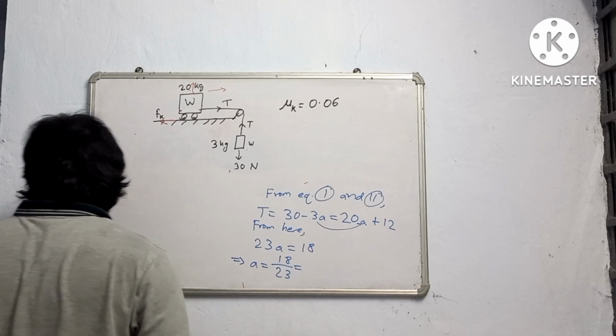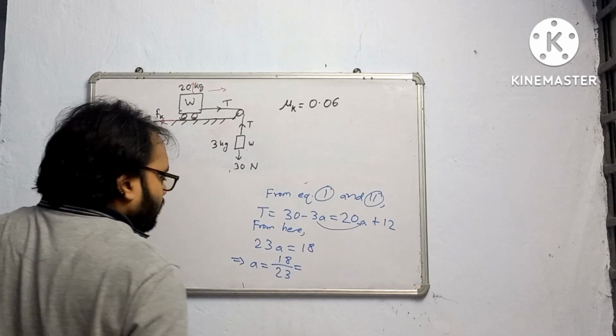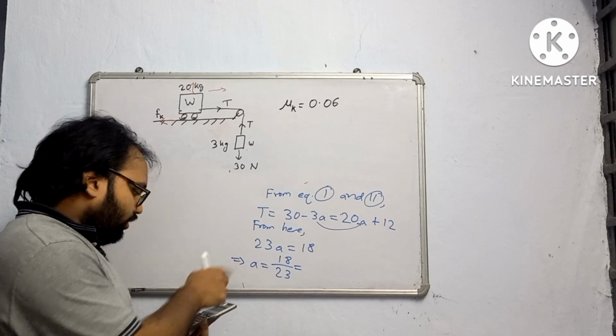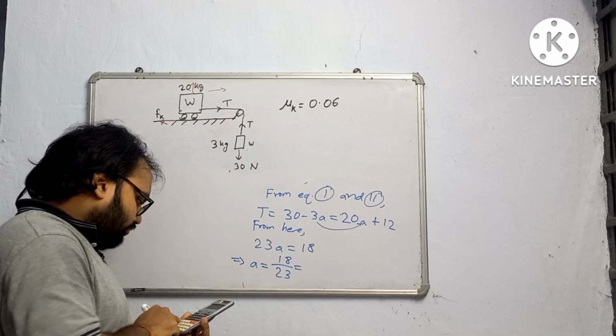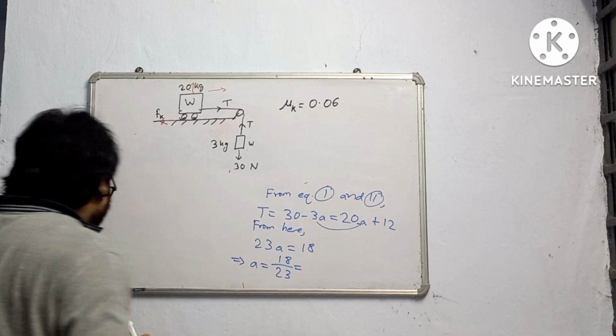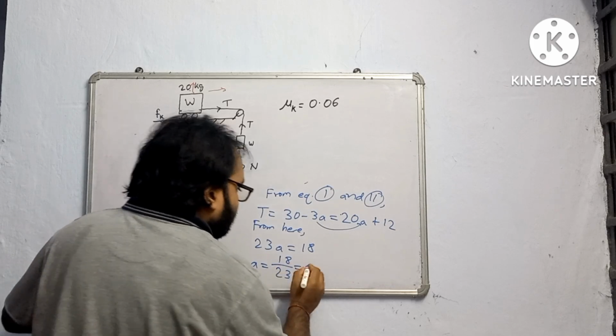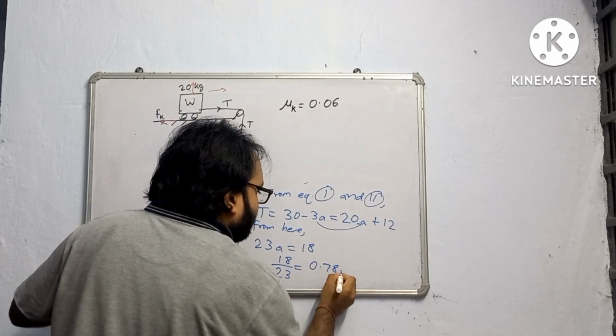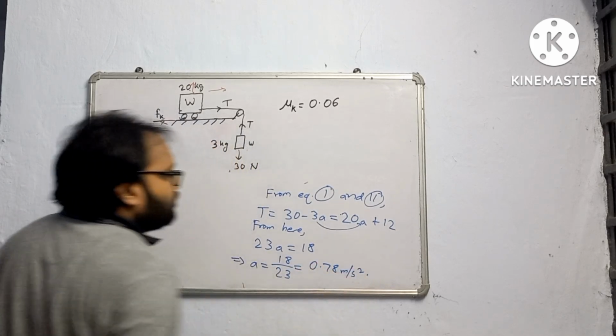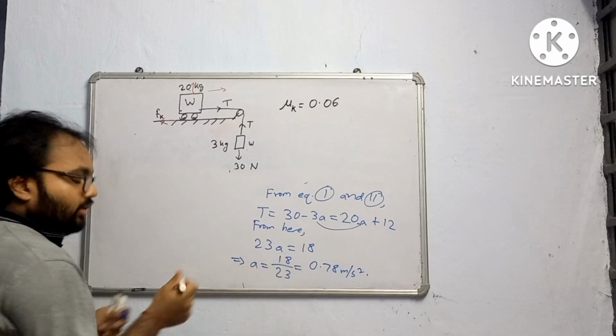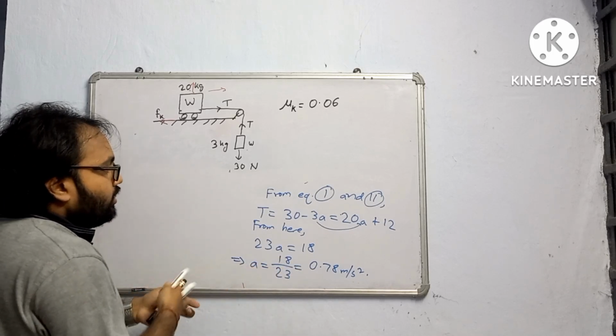is equal to, I am using a calculator, you will not use a calculator. 18 divided by 23. You will get 0.78 meter per second square. This is the acceleration. What is the tension T?